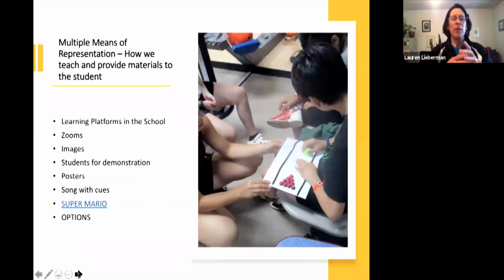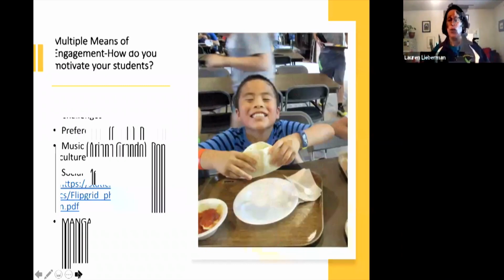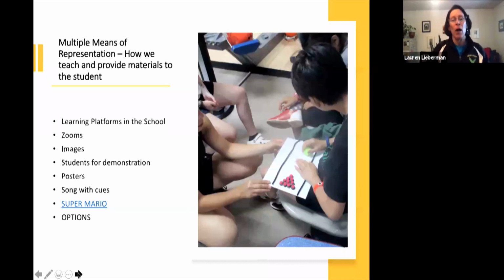And then multiple means of representation. How do we teach and provide the material to the students? So what are the learning platforms at your school? Are you going to use Zoom? Are you going to use different images? I think one of the most important things I like is role models, getting the kids excited about different role models for the different activity you're using.